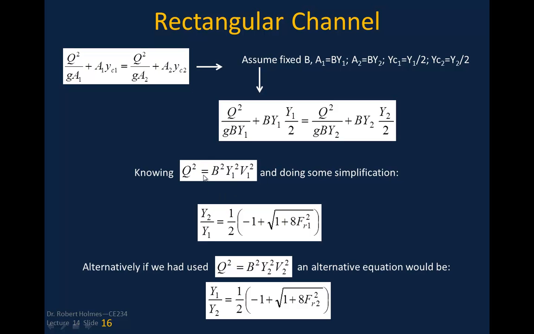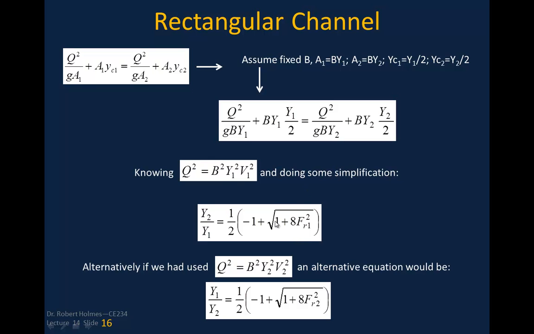If I know that the flow squared, Q squared, is simply the area squared, so that's B squared times Y1 squared, times the velocity at section 1 squared, and I substitute that in and do some manipulation, I end up getting that Y2 over Y1 is equal to 1/2 times minus 1 plus the square root of 1 plus 8 times the Froude number at section 1 squared. And what that does is, if I can determine the Froude number at the upstream end, where it's supercritical and above a hydraulic jump, and I know the depth, then from this equation I can predict what the depth is going to be downstream.